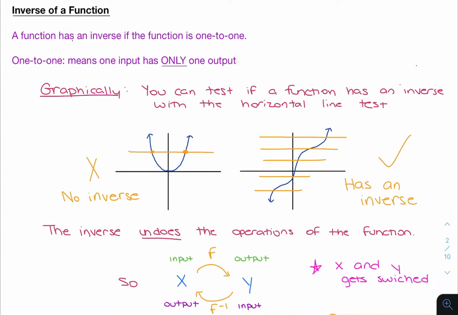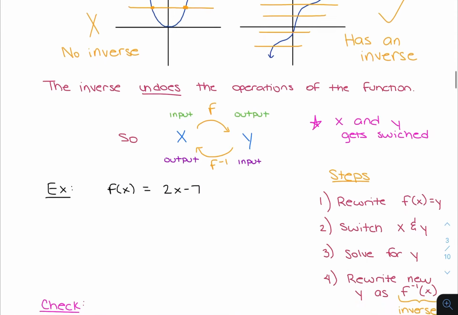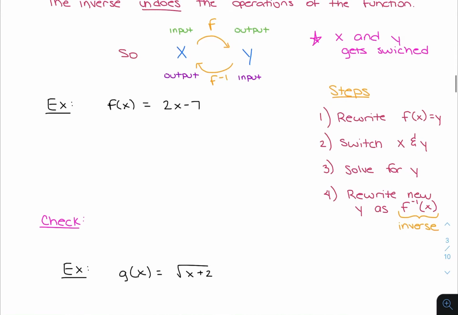Finding the inverse of a function usually follows the same steps. We can first rewrite our function f of x equal to y, and then since our inputs and outputs flip, we can switch the x and the y's, and then just solve for y normally. Our final step would just be to rewrite our new y as the inverse of a function, which is denoted by f to the power of -1 of x. So let's do some examples.